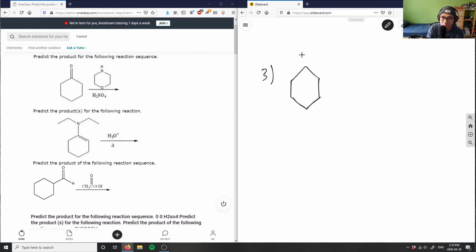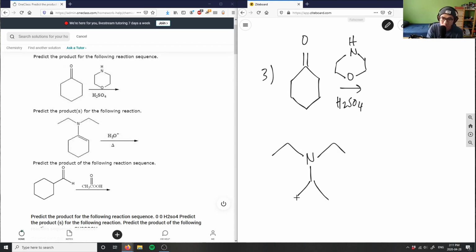so I have a carbonyl group here, and I'm reacting it with this group here. And I have H2SO4. And then the second one here is, I guess this is a 3-part question. And this is, again, I have a cyclohexane here, double bond here. I add H3O plus and heat.